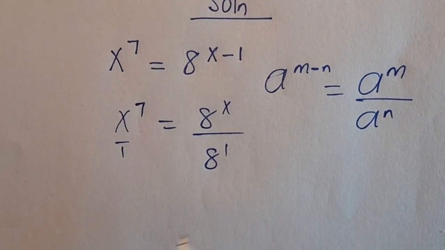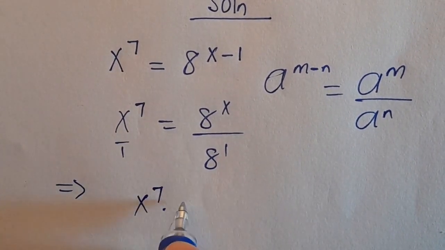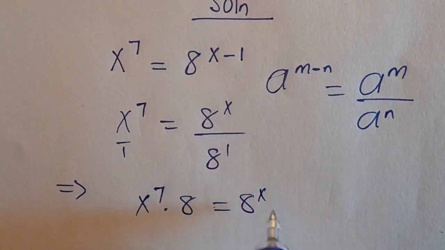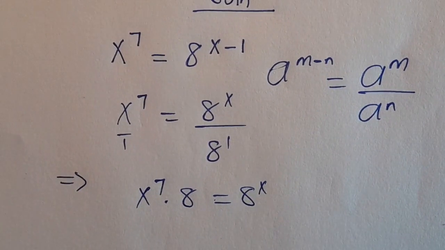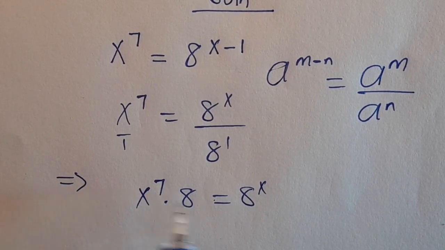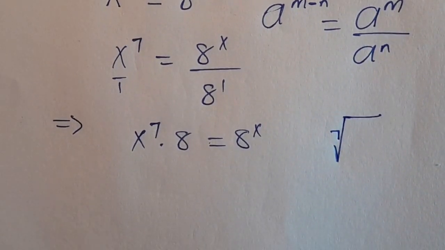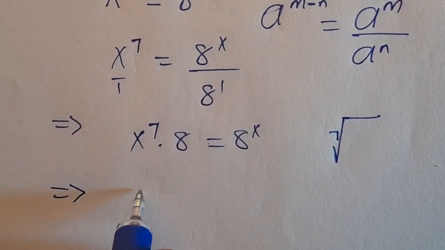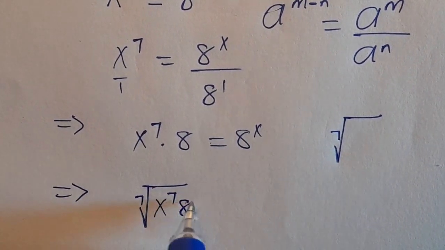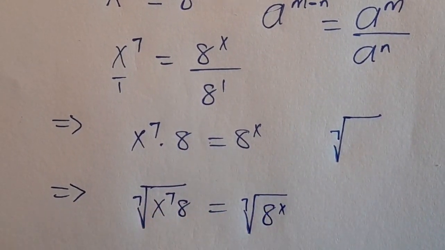Let us cross multiply. When you cross multiply, this implies that we have x to the power of 7 multiplied by 8 equals 8 to the power of x. So now guys, from here, we want to eliminate this 7. To eliminate this 7, we have to take the 7th root of both sides. By taking the 7th root of both sides, we have the 7th root of x to the power of 7 and 8 equals the 7th root of 8 to the power of x.